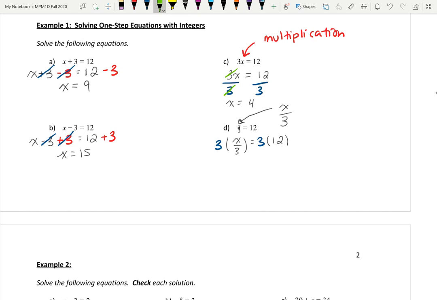So this is 3 times x over 3, which means that my 3's will cancel out. Another way of seeing that is if you open up the brackets, 3 times x over 3 would equal 3x over 3, which then you can eliminate the numerator and denominator of 3's, and you're just left with x. So I just did it in a shorter number of steps. And then 3 times 12 is 36.